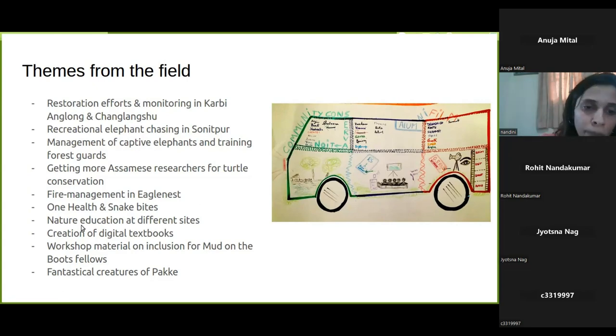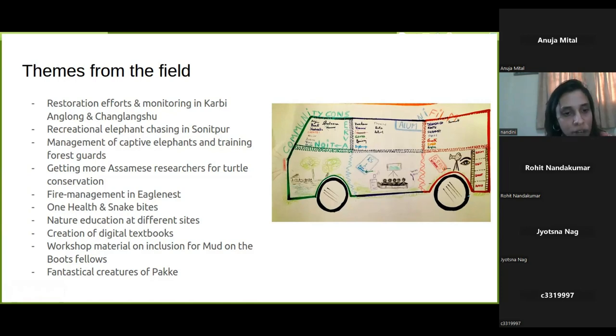Several doctors from around Pakke felt the need to engage with the forest department and other practitioners to think about what you should actually do if there are snake bites. Again, this came from the field, from certain people like Rimung and others. How do we think about nature education at different sites? There was also a small group, and I'm going to talk about that later, that felt it's important to develop workshop material on diversity, equity, and inclusion for Mud on the Boots fellows for the Sanctuary Asia program.